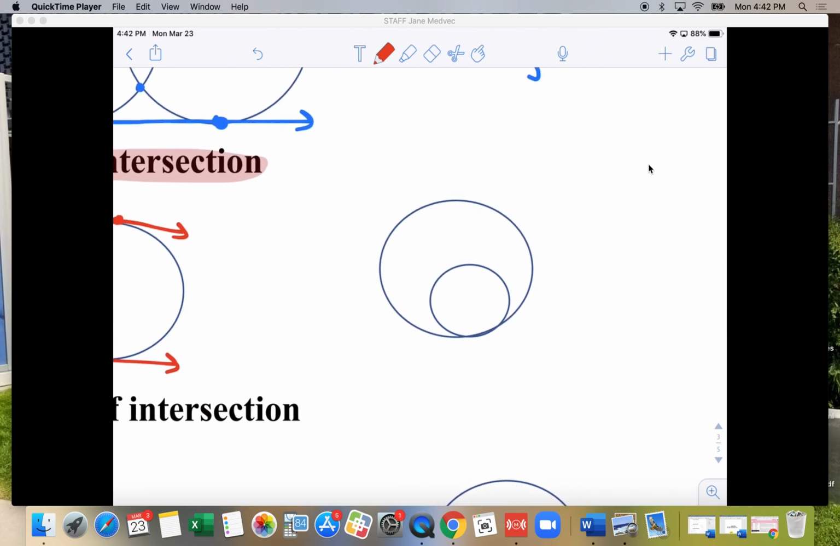If I look at this example, this looks a little bit different because they touch a little bit different. So on this example, there is only one common tangent.